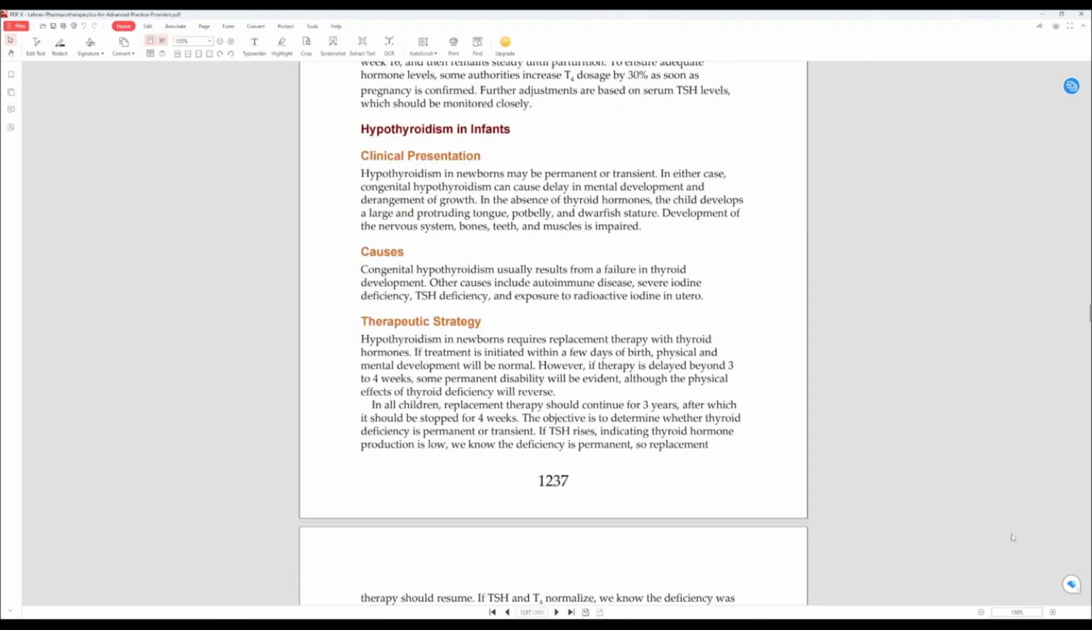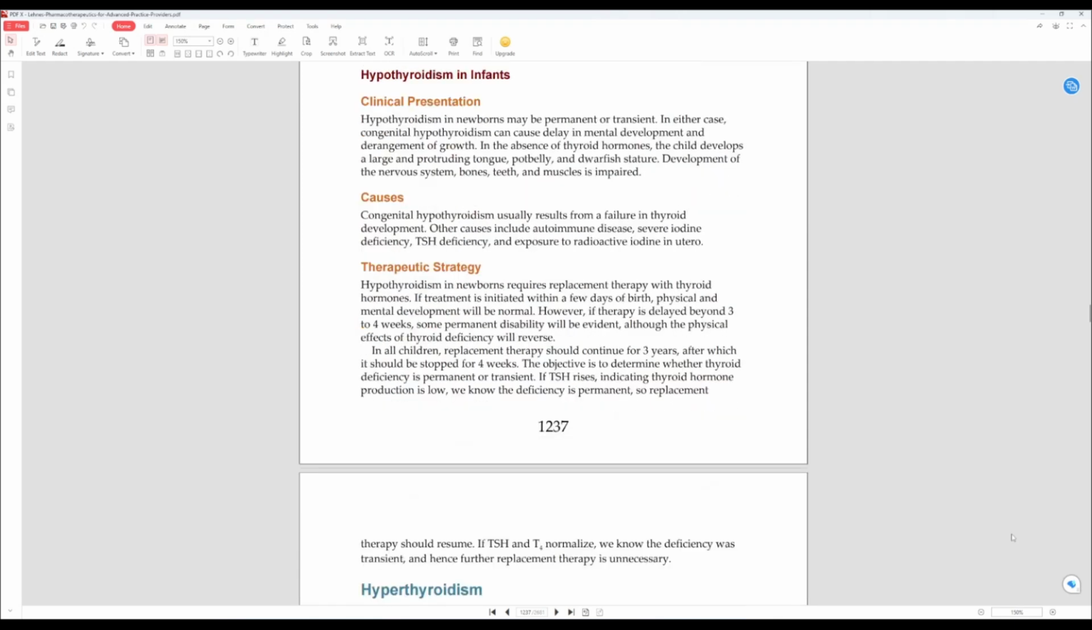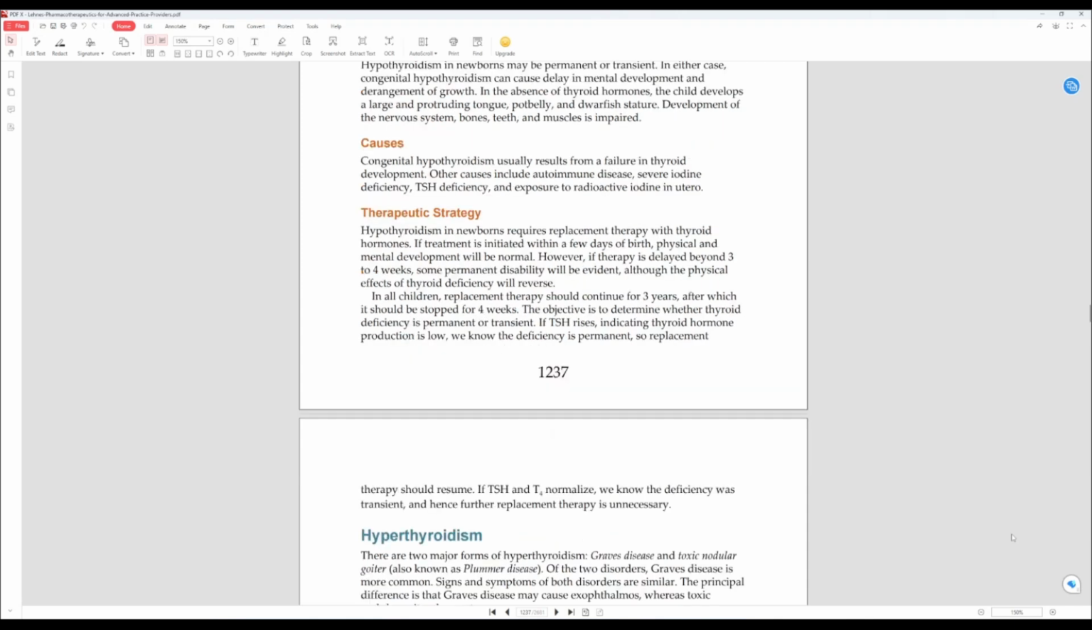So that leads us to hypothyroidism in infants. What kind of clinical presentation would they show? Well, in newborns, it may be permanent or transient. In either case, congenital hypothyroidism can cause delay in mental development and derangement of growth. In the absence of thyroid hormones, the child develops a large and protruding tongue, a potbelly, and dwarfish stature. Development of the nervous system, bones, teeth, and muscles is impaired.